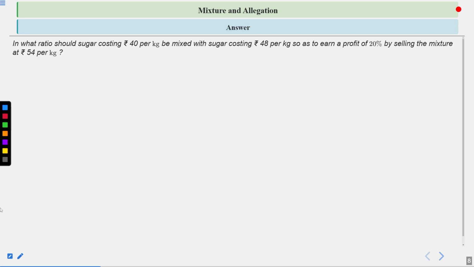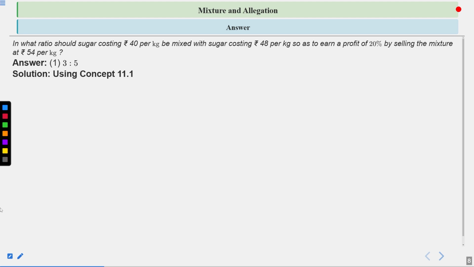The question says: in what ratio should sugar costing 40 rupees per kg be mixed with 48 rupees per kg so as to earn a profit of 20% by selling the mixture at 54 rupees per kg? It means 54 rupees per kg is the selling price in which 20% profit is included. So we need to calculate the cost price of the mixture. 120% of the cost price equals 54. So what will be the 100%? Then we can calculate it. So the correct answer of this question is 3:5.